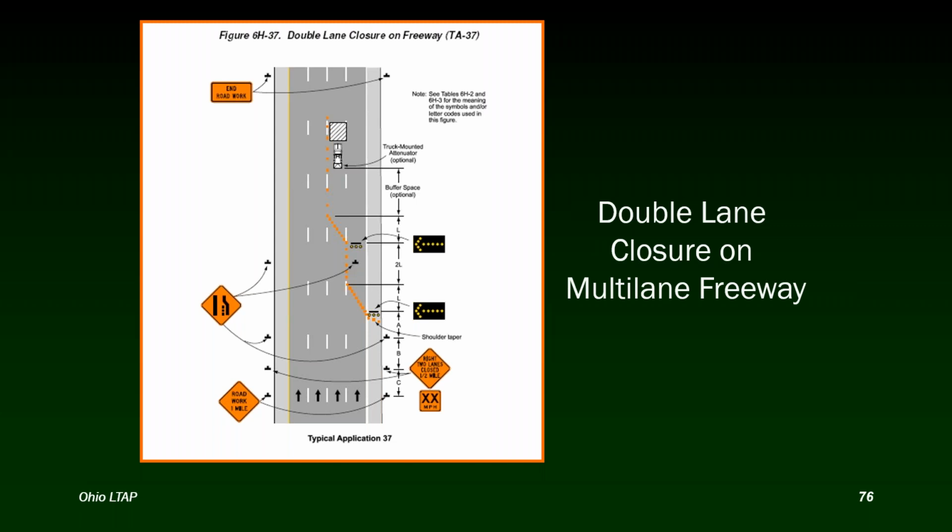37 is where we have a freeway with 4 lanes, maybe even 3 lanes in each direction. And you'll see that we don't have one really long merging taper to close 2 lanes. We have back-to-back merging tapers with a tangent space of 2L in between.